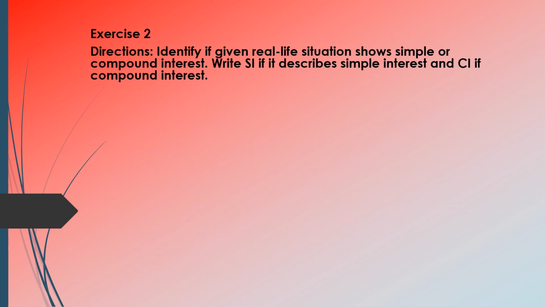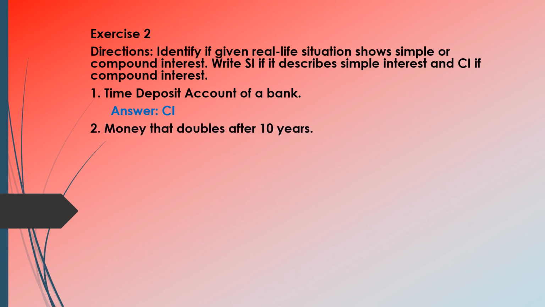Let's do exercise 2. Directions: identify if the given real-life situation shows simple or compound interest. Write SI if it describes simple interest and CI if compound interest. Number 1, time deposit account of a bank. If your answer is CI, then you are correct. Number 2, money that doubles after 10 years. If your answer is SI, then you are right.